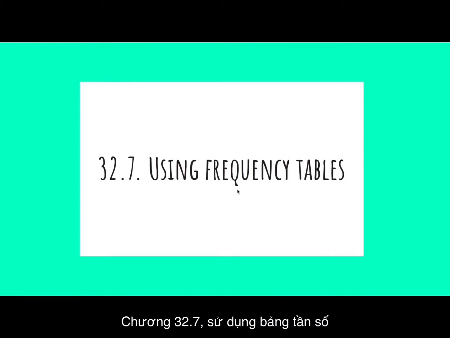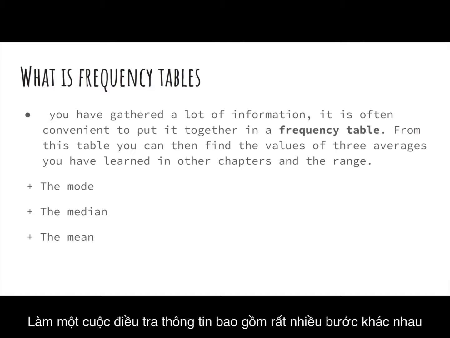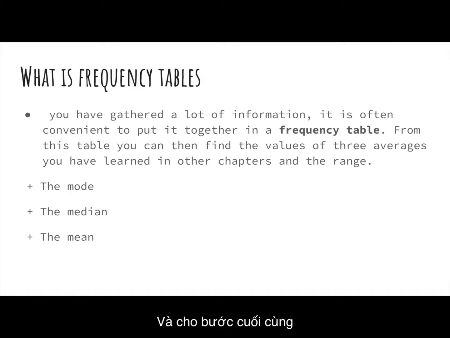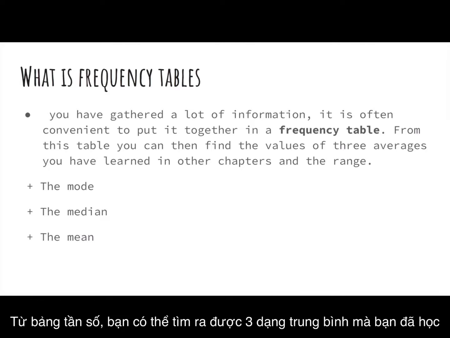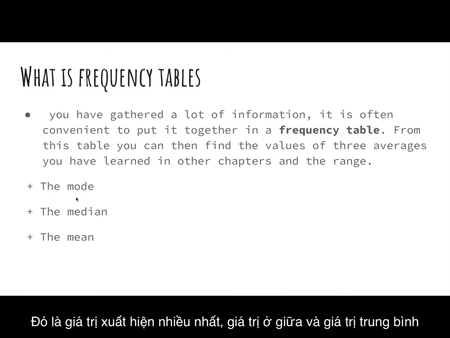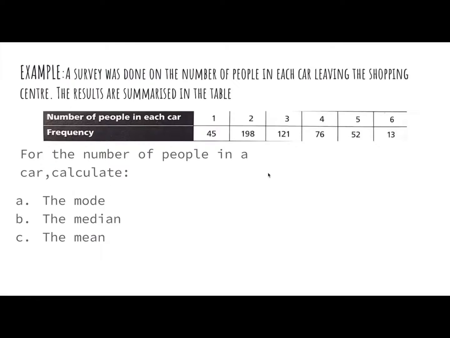22.7 using frequency tables. So, firstly, what is a frequency table? As you already learned, doing a survey requires a lot of steps. And as for the last step, after you have gathered a lot of information, it is often convenient to put it together in a frequency table. From this table, you can then find the values of three other averages you have learned, which are the mode, the median, the mean, and also you can find the range.